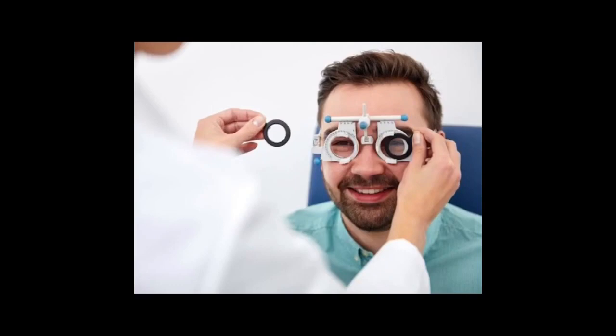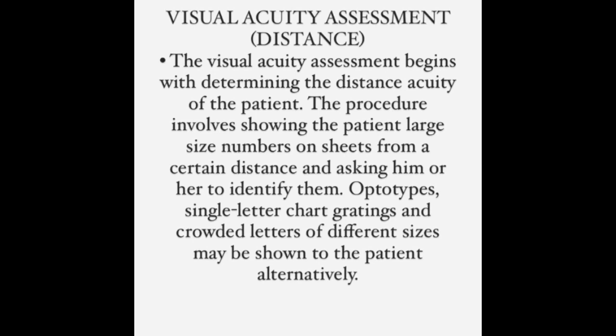Distance visual acuity assessment. The visual acuity assessment begins with determining the distance acuity of the patient. The procedure involves showing the patient large numbers on sheets from a certain distance and asking them to identify them. Optotypes, single letter charts, gratings, and crowded letters of different sizes may be shown to patients alternately.